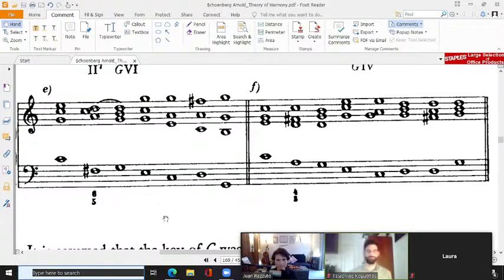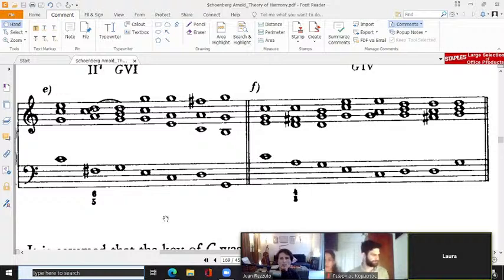Now, examples E and F. Let's take a look. Laura. She has a problem with the camera today. She already told us. But she's in spirit and she has a piano, and she can talk and she can play. That's enough.